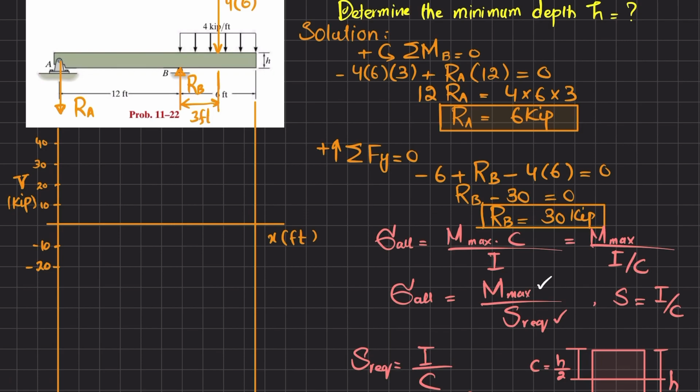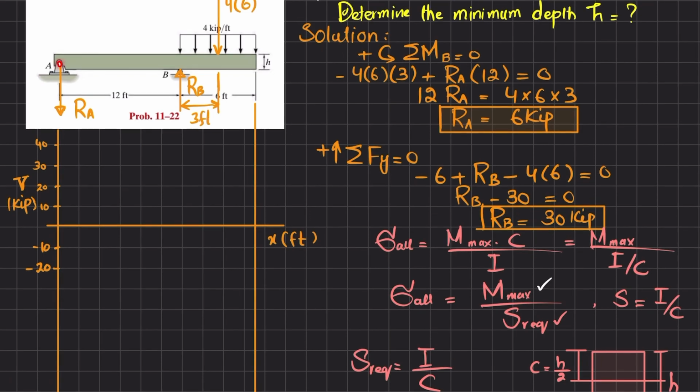So the first point is RA, which is downward, so this is minus 6. I will locate the first minus 6. Now moving from point A till point B, there is no other force, so it will remain the same till this point. So I will draw a line at this.